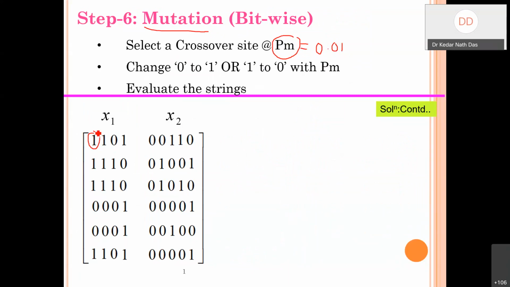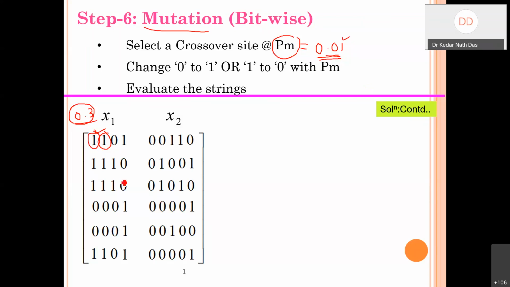For each individual bit, we select a random number, say 0.03, generated randomly by the computer. If it is less than this PM, then we go for the mutation. But unfortunately, here it is greater than the PM value, so we skip this one and jump to the next bit, and so on. This process continues for each bit. If PM is 0.01, we expect that 1% of the bits go for mutation. So out of 100, only one bit will be flipped.